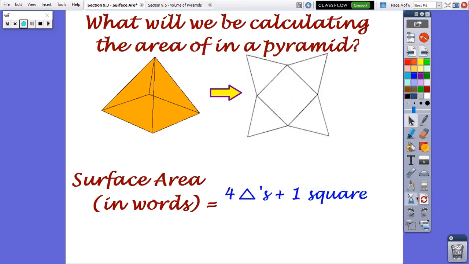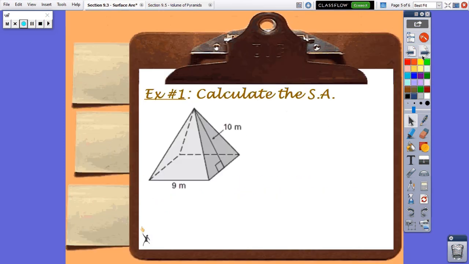All right, so we're going to start with a basic example here. So calculate the surface area. So here's what I always like to start off with. Surface area, SA, equals 4 triangles plus 1 square. And we're just going to plug in what we know into these parts here.